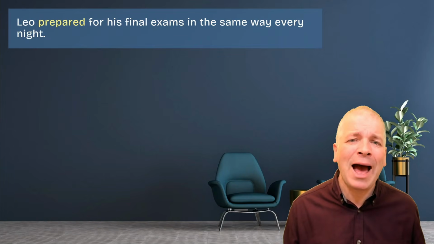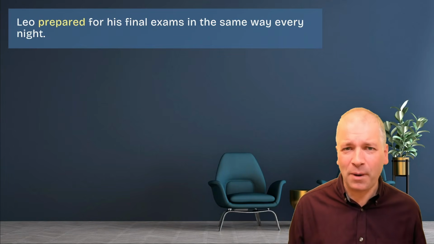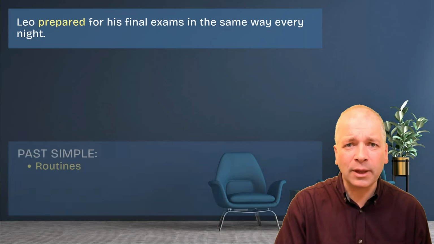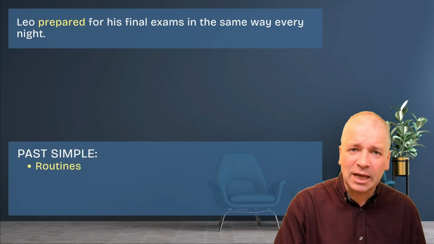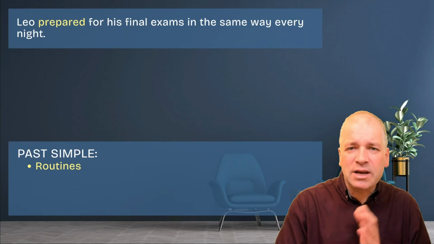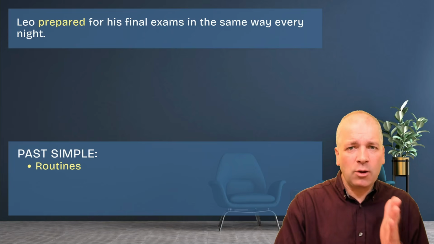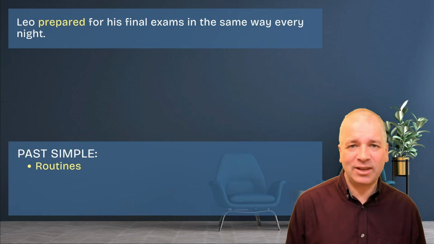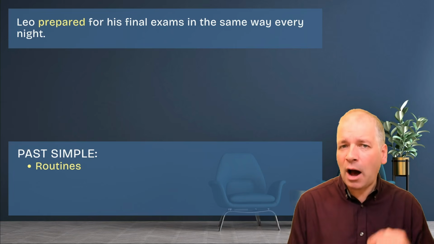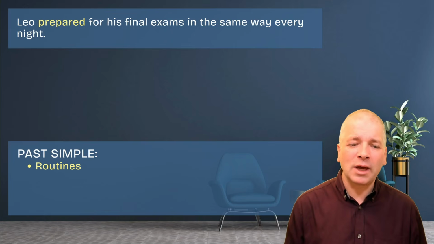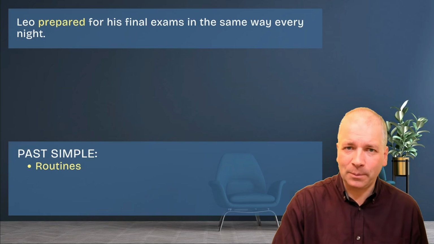So let's look now at these advanced tenses for the past. Leo prepared his final exams in the same way every night. Why did we use the past simple here? It's because it's a routine in the past. It was the same way every night. Monday night, Tuesday night, Wednesday night, Thursday night, always the same. So use prepared here, the past simple. Now, there are other possibilities. You can use used to and would when you're talking about routines in the past as well.